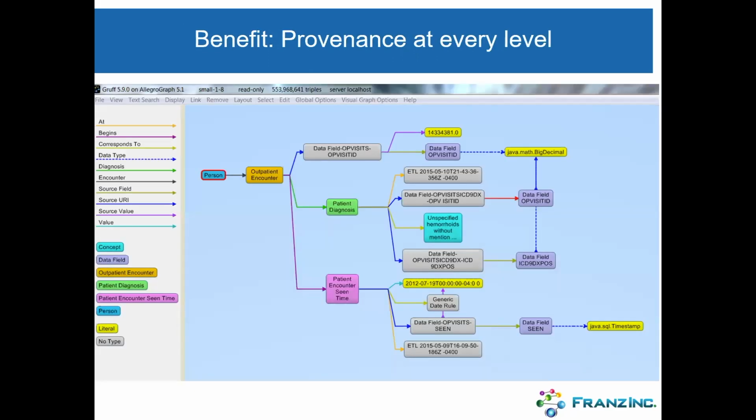Then another big benefit that we see here is that we have provenance at every level of the knowledge graph. So for example, if you take this particular person that had an outpatient encounter, then this is the main event, the encounter. And we will have a bunch of metadata that describes on what day we imported it, from what data fields it came, from what database, and when we did it.